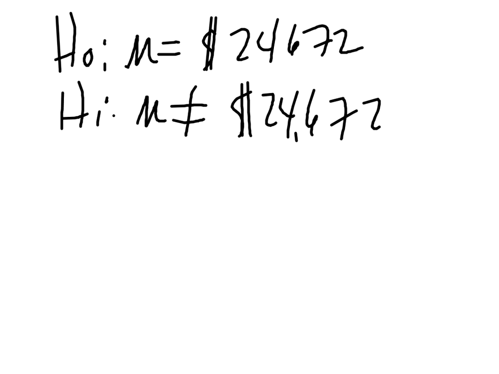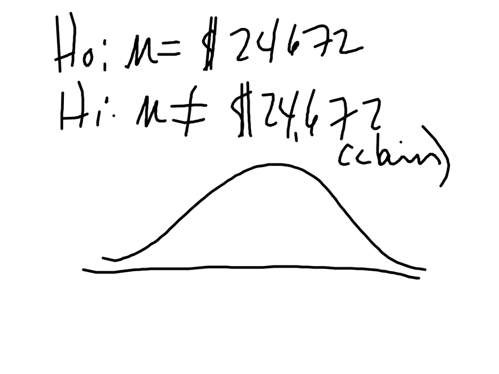In most cases, when we question an established mean, that's the one that the claim goes with. If I had worded that question, I would have started off by saying a researcher claims that the average cost for rehab of stroke victims is not $24,672. I would have worded that question differently. Anyway, let's go draw our situation now.